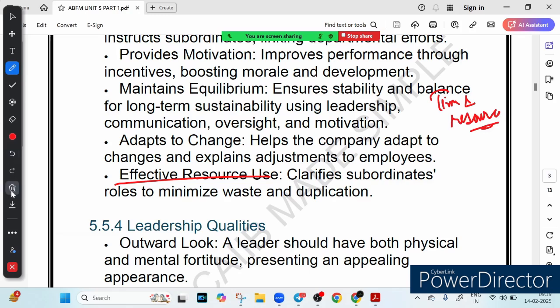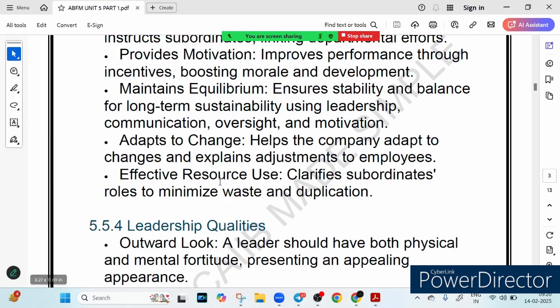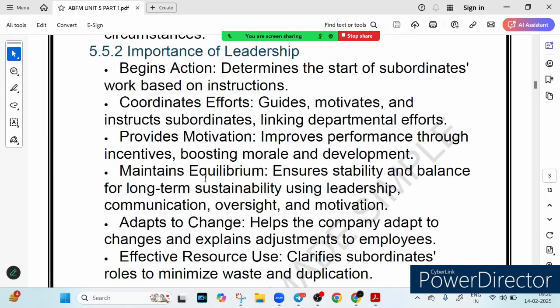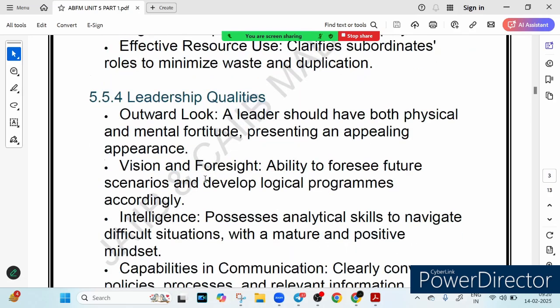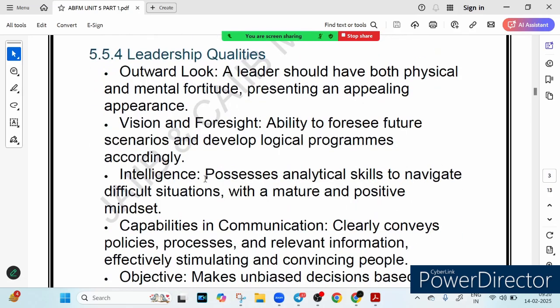So that is all the importance of leadership we have just talked about. Change management, equilibrium maintenance, then motivation, coordinated effort, begin action. These are the points. Now let's move over to the next slide that we have.